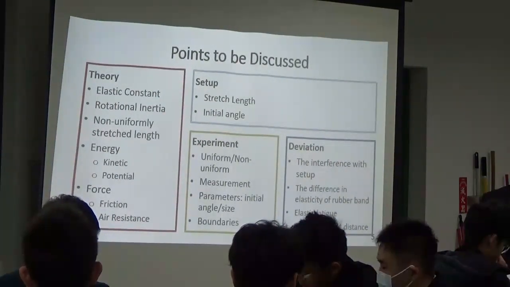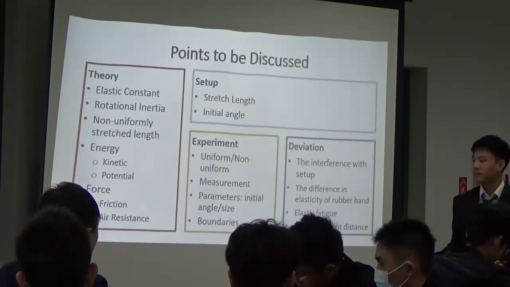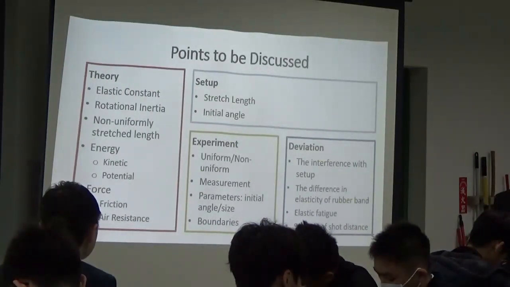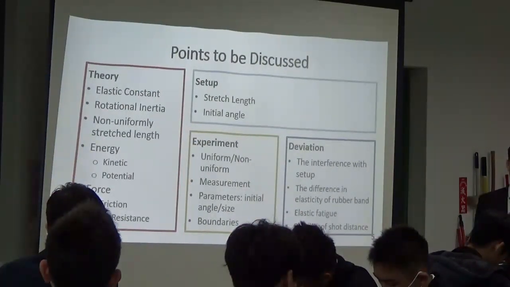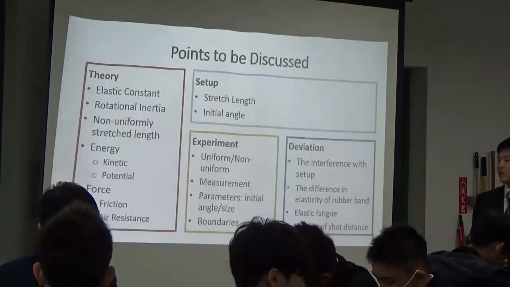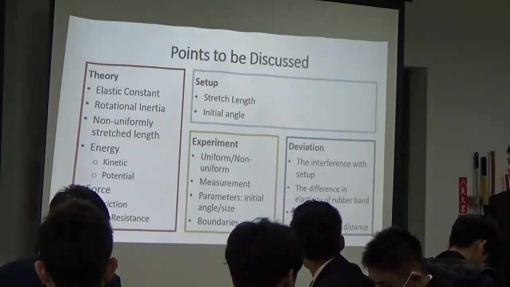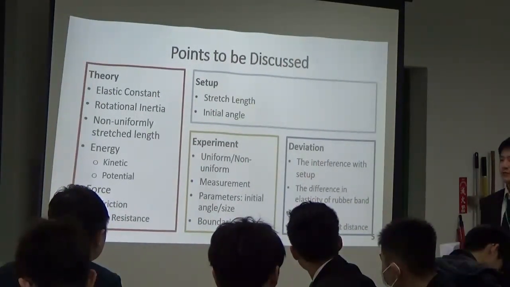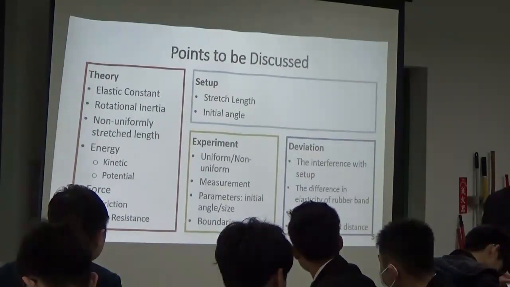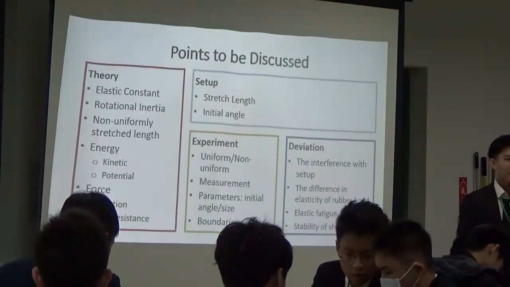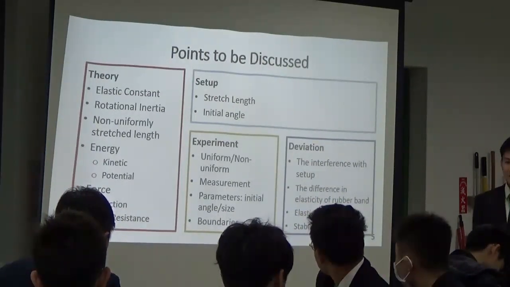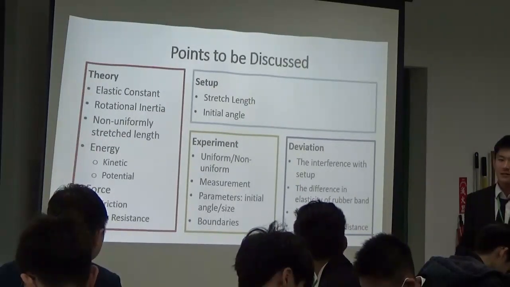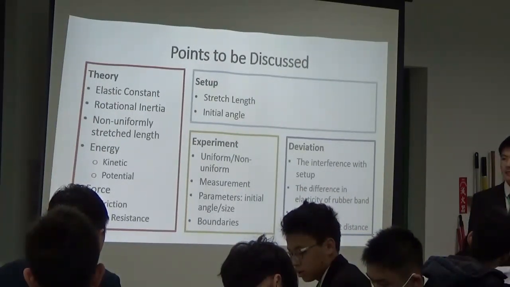About the experiments, there is the comparison between uniform and non-uniformly stretched rubber bands, the measurement, and the parameters, which are the initial angles and the boundaries of this experiment, and the deviation, which is the interference between the rubber bands and the setup. Also, the difference in elasticity of rubber bands, and elastic fatigue, which is what might happen if you shoot a rubber band too many times, which will cause the experiments to have some deviations. Also, the stability of shot distance. I would also like to talk about the rotation speed and how it affects the flight distance. Thank you.